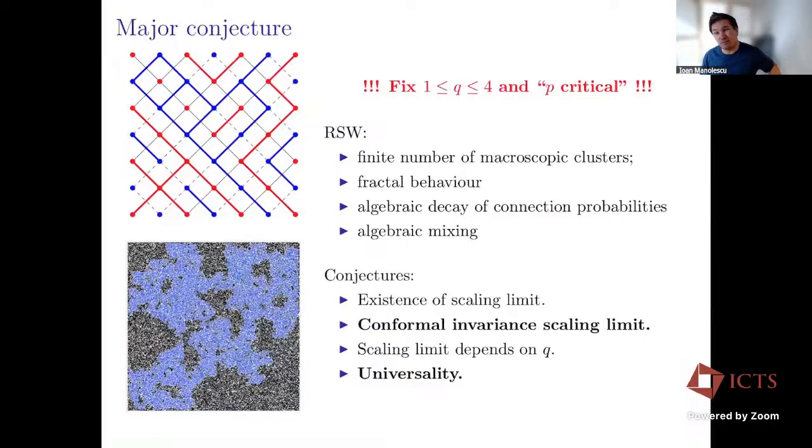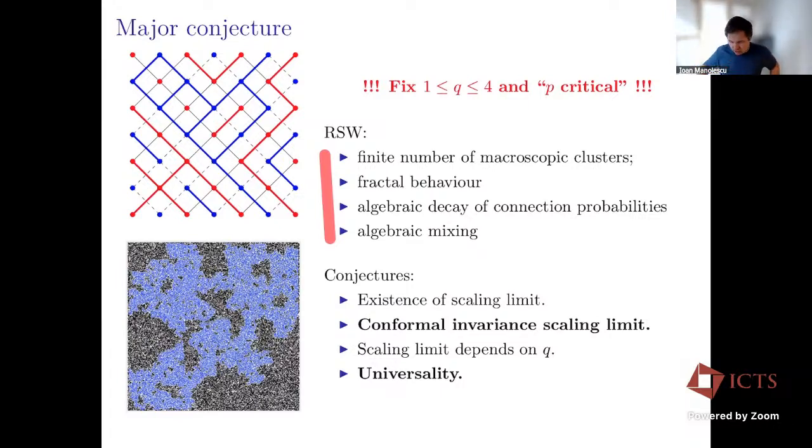And I'm sure that many have seen this, and I'm sure you can find it online if you want. So let's repeat and see what the major conjectures are in the case where P is the self-dual point or the critical point. We know that it's the same now, and Q is between 1 and 4, and so the phase transition is continuous. So here are a few things we know as consequences of RSW, which we know now occurs at these values of Q and P.